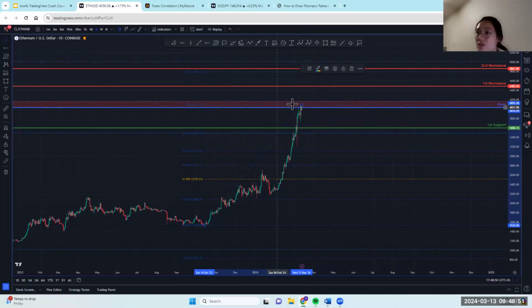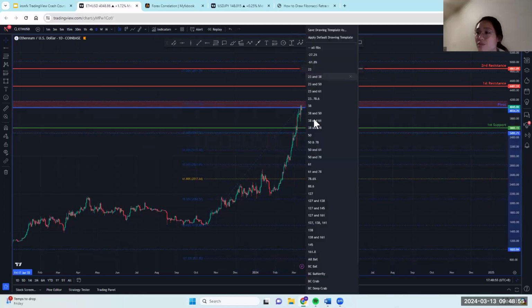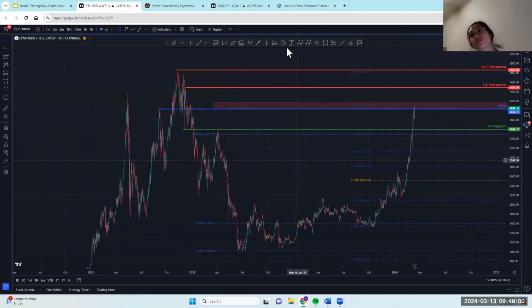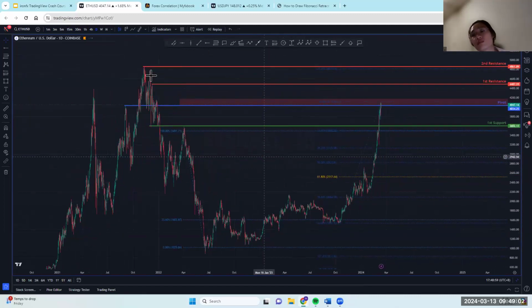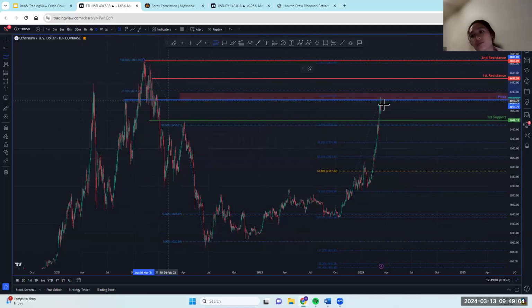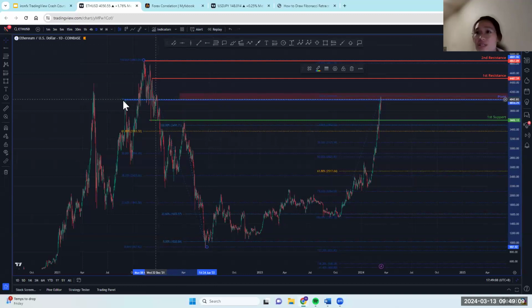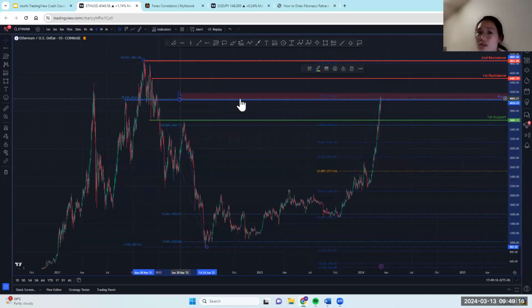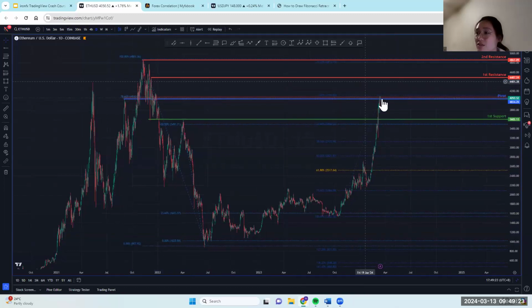Okay, you can see my 23.6 lines up with my first support. Again, looking for retracement. Can see my 78.6 lines up with my pivot. Okay, so this is a confluence area as I've highlighted here, and we can definitely expect a lot of resistance here.